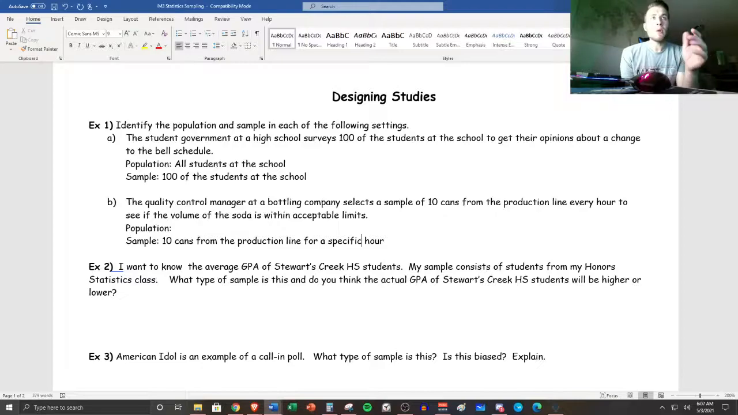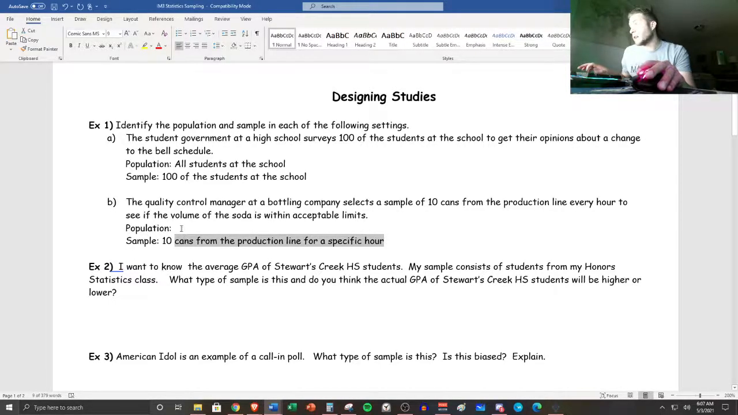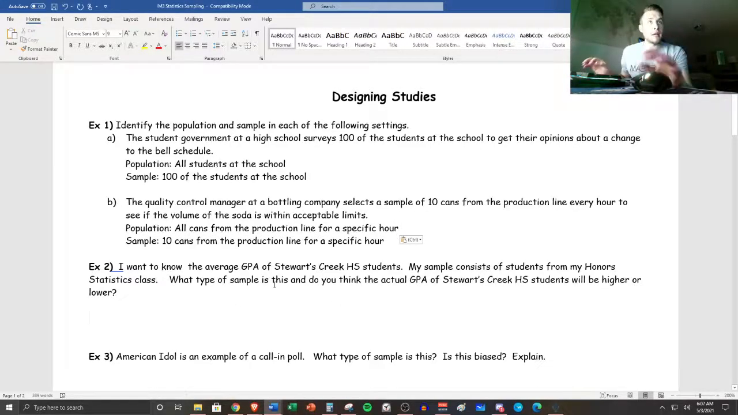So what is the population here? Is it all the cans in the factory? Well, it wouldn't be all the cans in the factory, because you're only concerned about this hour's cans, right? So we're going to say all cans from the production line for a specific hour. That would be the population.